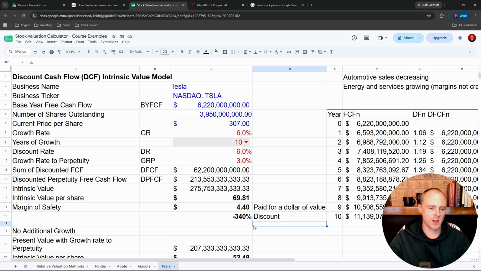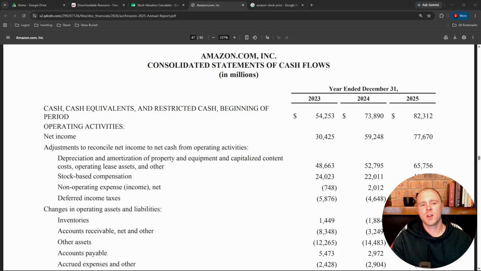And that is a valuation of Tesla and an example of a very overvalued stock at the moment. Now let's try and value Amazon stock. Amazon is another interesting case because it's not actually growing its free cash flow. It looks like it's actually shrinking.